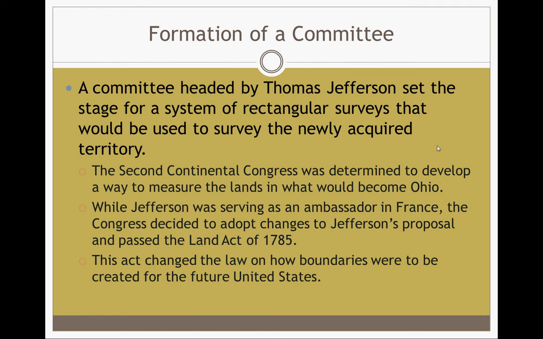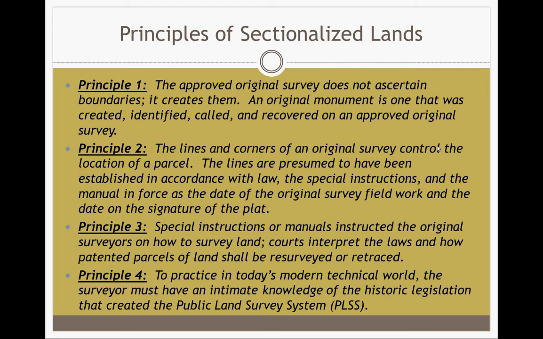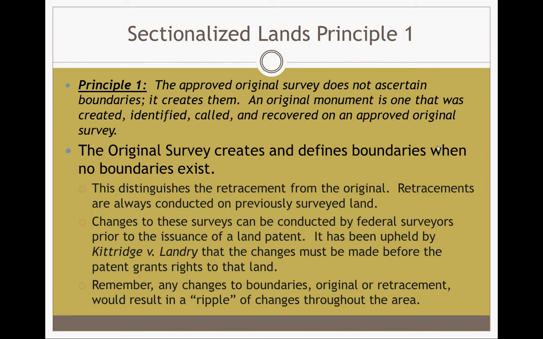And while Jefferson was serving as an ambassador in France, the Continental Congress decided to adopt some of the changes to Jefferson's proposal, and from that they then passed the Land Act of 1785. Now, this Land Act changed everything on how boundaries were to be created for the future of the United States, both states and counties. These are the principles of sectionalized lands. You've got 1 through 4 there, and 5 and 6. So we'll talk about all of them.